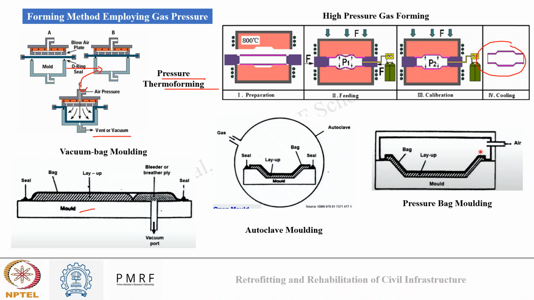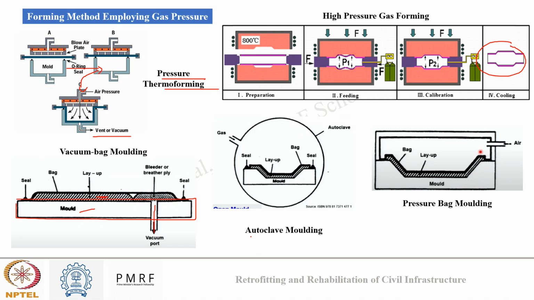In the images we can see all three such assemblies. One is vacuum bag molding, in which I had the mold face at the base. Here I placed my heated feed material. I covered it from the top with a bag, and through an air port, I sucked the air out of my bag cover, and this helped my feed material take the desired shape of the mold.